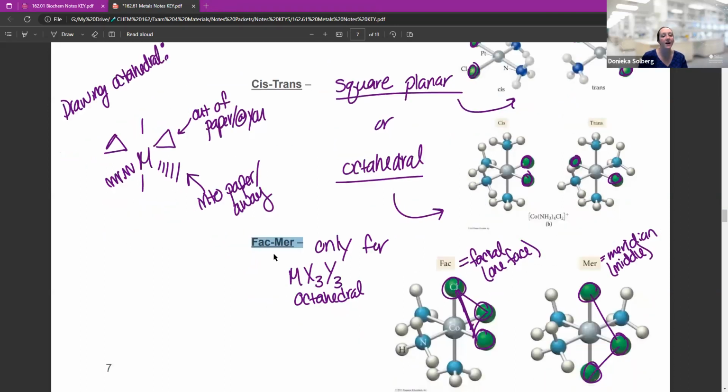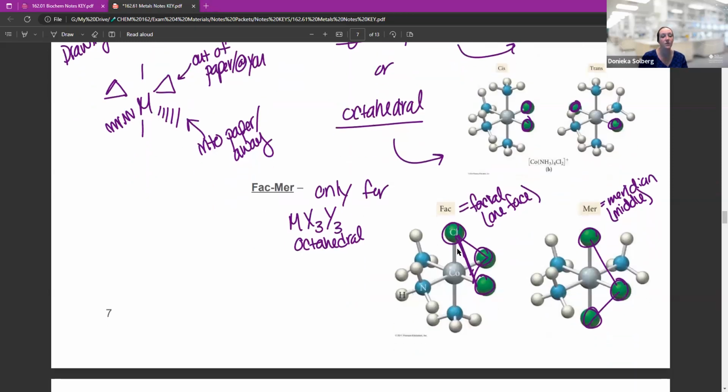Okay. FAC-MER only happens if you have octahedral that has 3 of one thing and 3 of another thing. And the difference is FAC stands for facial, meaning one face, and MER stands for meridian, or the middle. And so if you look at these complexes in 3 dimensions, I've got 3 ammonias and 3 chlorines, right? So if you were to connect all of the chlorines, they are all on the same face. So that's FAC.